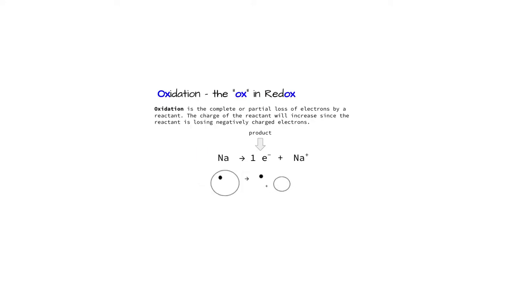Then you have the other half of redox, or oxidation, which is the complete or partial loss of electrons by the reactant. So it's really easy when you have half reactions like these examples I just gave you, where I can see that the electron is a product. So my reactant lost an electron. And so I went from a 0 to a +1 charge. And so because it lost that electron, this is an oxidation half reaction.